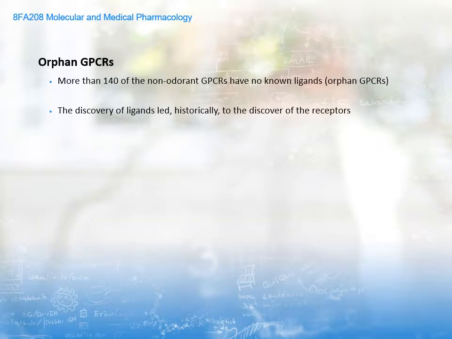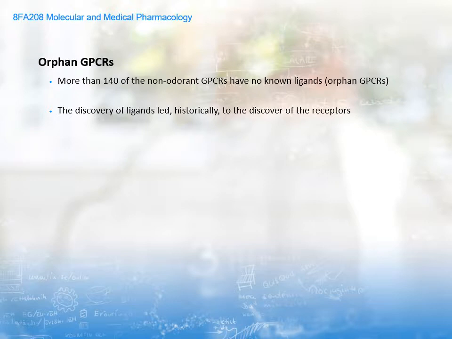Essentially, quite a few G protein coupled receptors are not known to have ligands. That means these are receptors that we know are G protein coupled receptors because their sequence and structural similarity to other G protein coupled receptors is clear. However, despite the fact that they are found in the genome, and many of them are also expressed, we don't know what their ligand is.